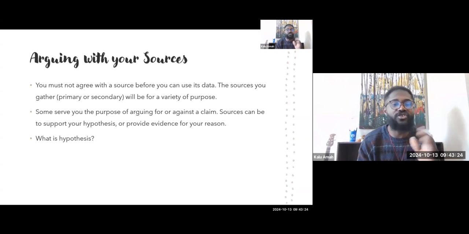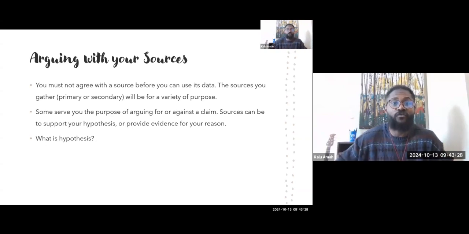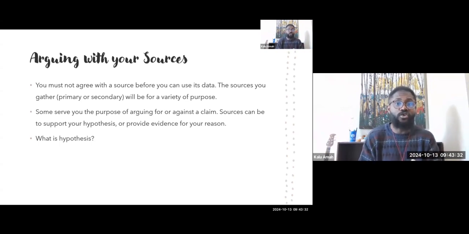I've been using the word hypothesis. I want to assume that every one of us knows what we mean by hypothesis, but in case someone here finds the word complex, a hypothesis, in a nutshell, is more like an intelligent guess. I will try to explain it scientifically.